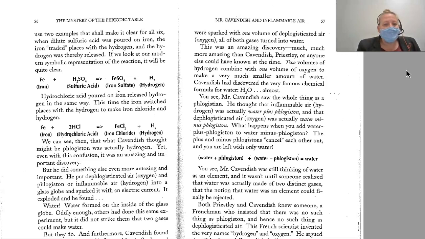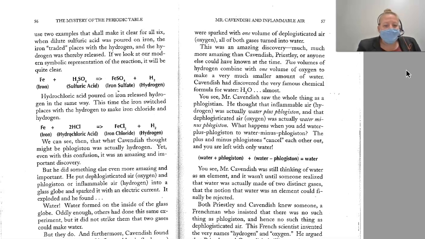Iron plus sulfuric acid equals iron sulfate and hydrogen. Hydrochloric acid poured on iron released hydrogen in the same way. This time the iron switched places with the hydrogen to make iron chloride and hydrogen. Iron plus hydrochloric acid equals iron chloride plus hydrogen. We can see that what Cavendish thought might be phlogiston was actually hydrogen. Yet even with this confusion, it was an amazing and important discovery.